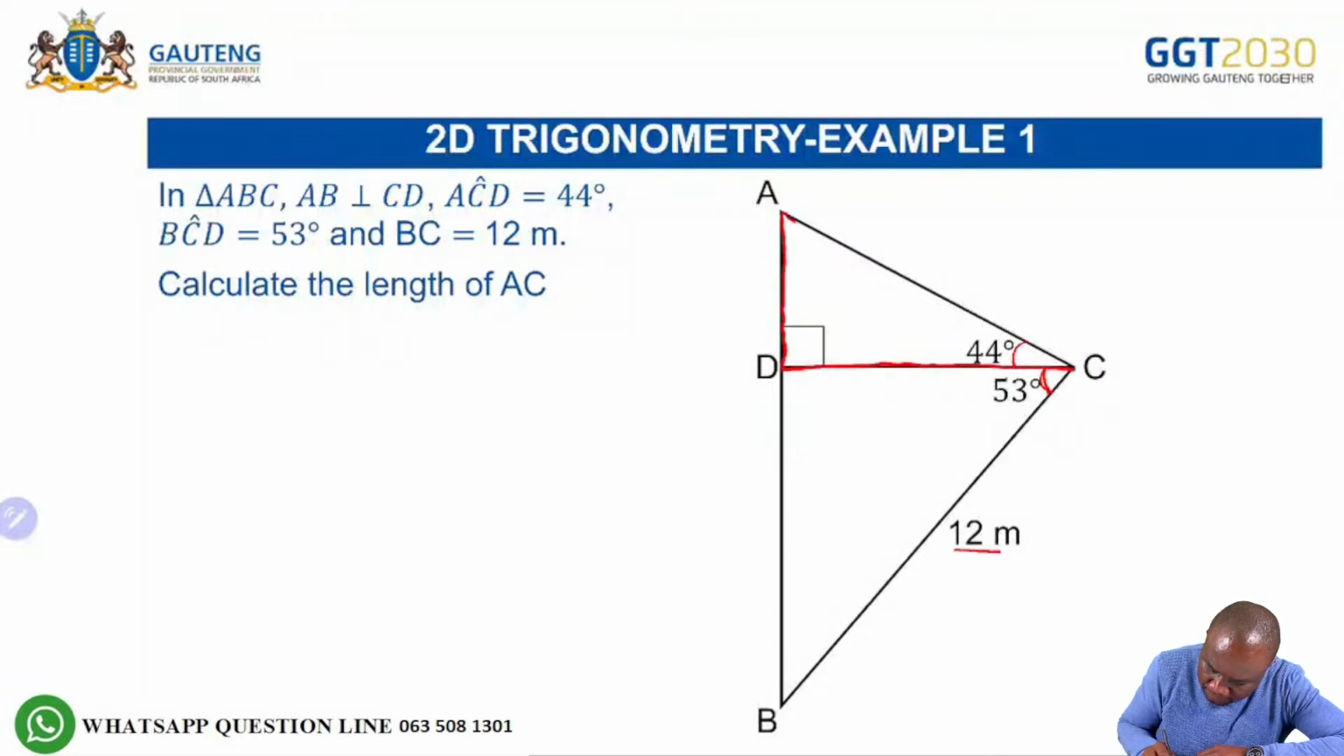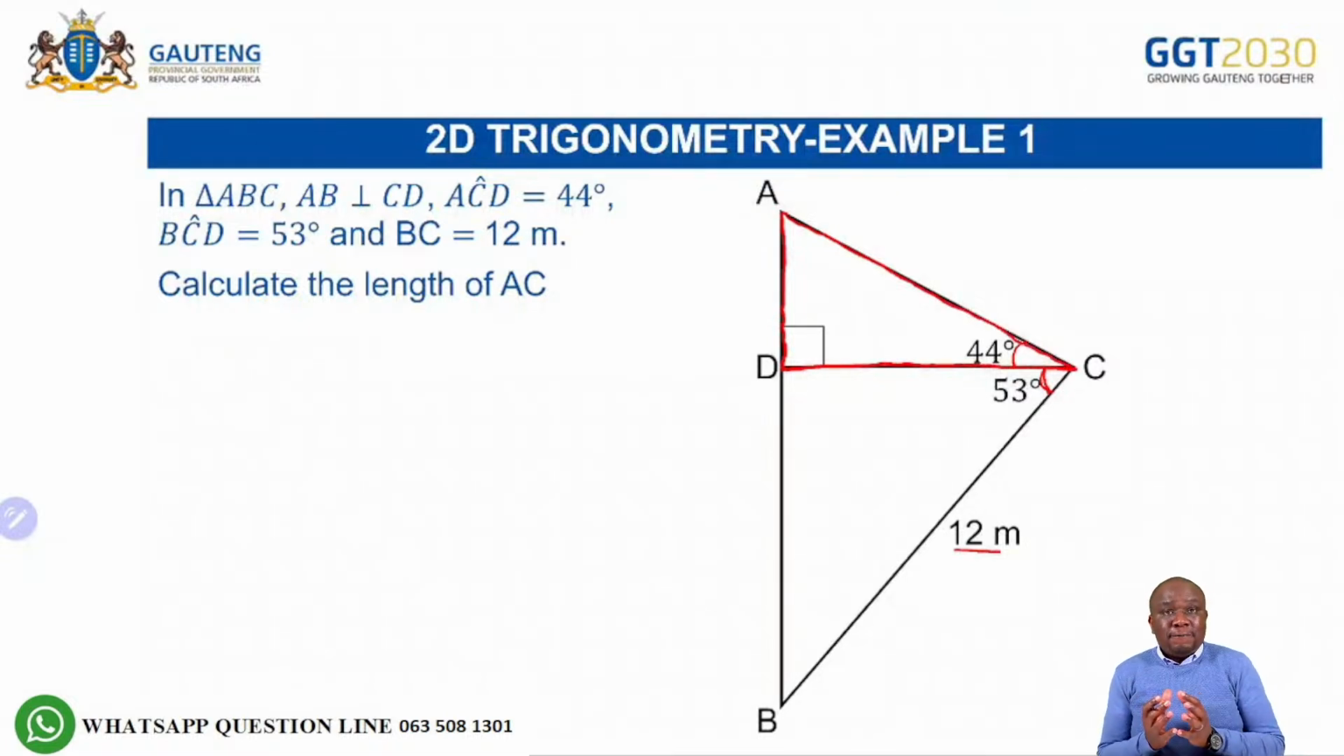Do you see that? So meaning that we can find AC using triangle ADC. But there is a problem. Do you see the problem? If we look at triangle ADC there, we only have one item, which is the 44 degrees, the angle of 44 degrees, nothing else. So to find a missing side, or to find a missing angle in trigonometry, we need at least two things, two items.